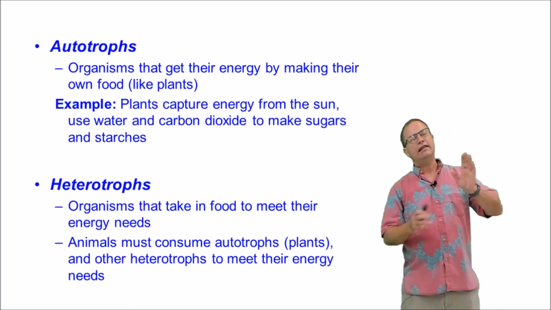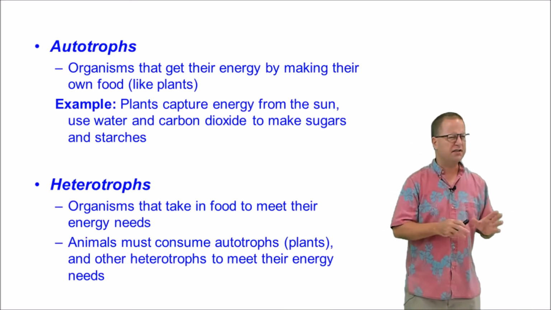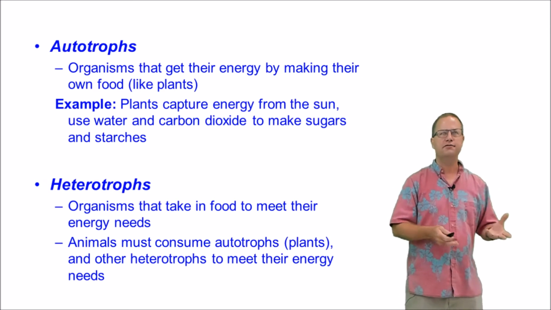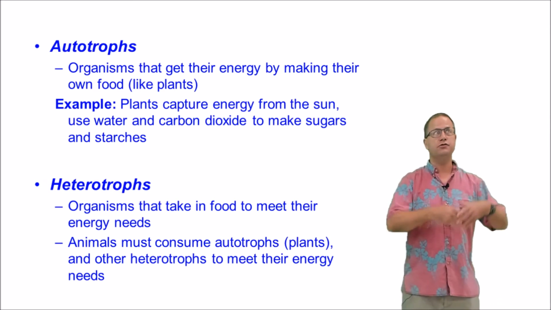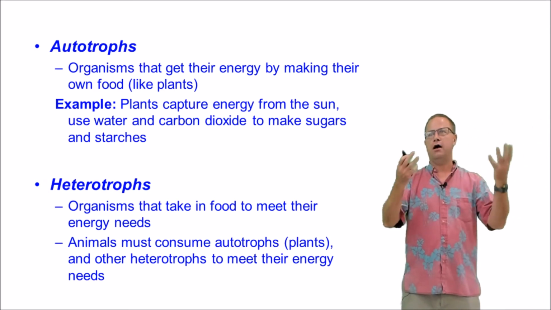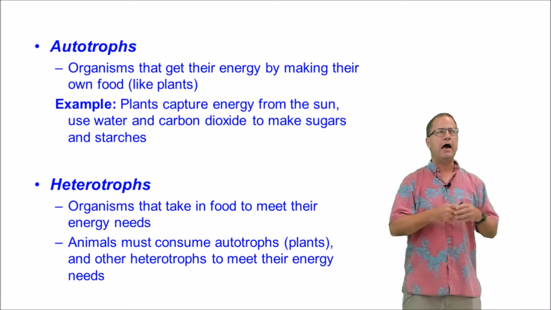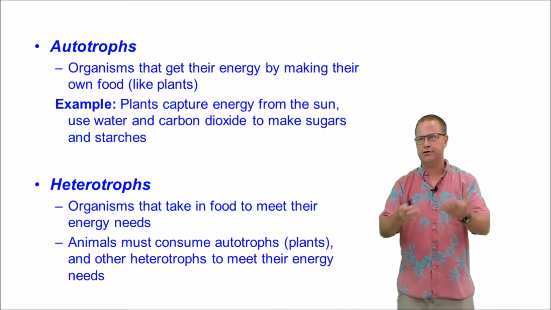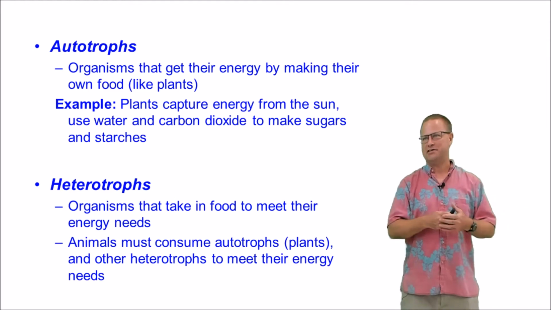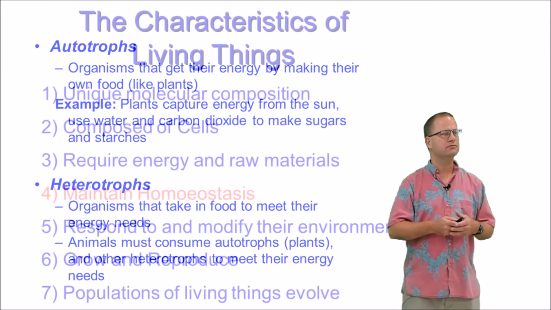Okay, going one level further, we need to talk about autotrophs and heterotrophs. Autotrophs are organisms like plants which use light from the sun to generate their own food, to make glucose. Heterotrophs are organisms like you and your cat, which have to eat other organisms in order to get energy out.